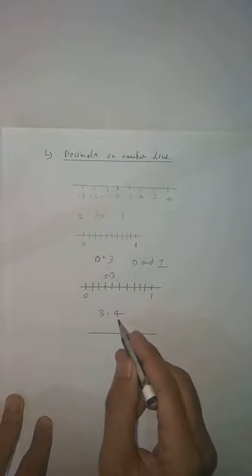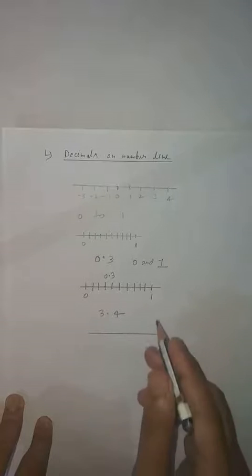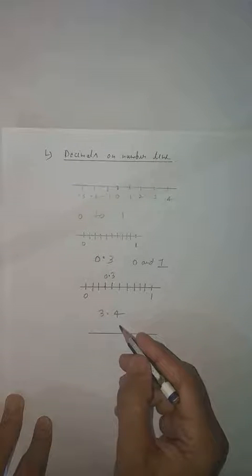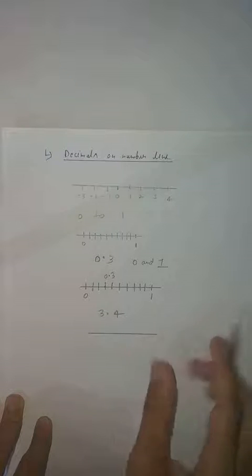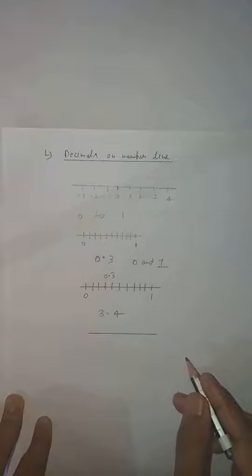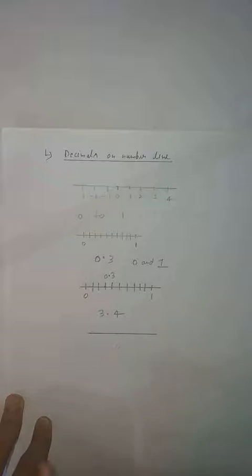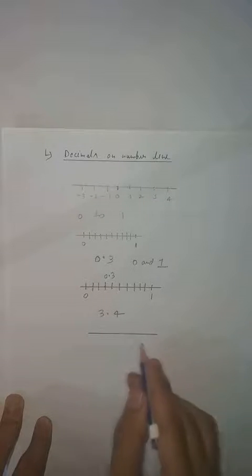Okay? You only have to do what is given, what is required. So 3.4 is given, so only 3 and 4 is required. No integer is required. Okay? Not any negative integer, not any positive integer. Only 3 and 4 is the main factor. So due to this I am using a small number line.